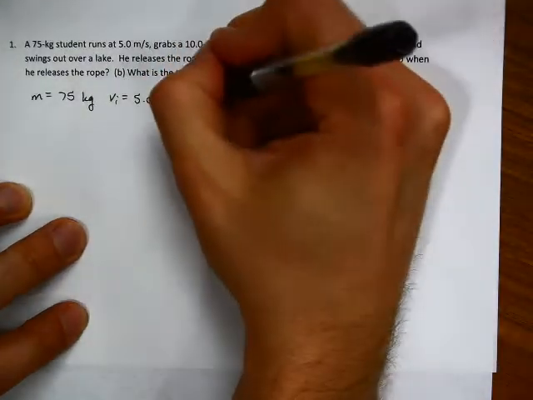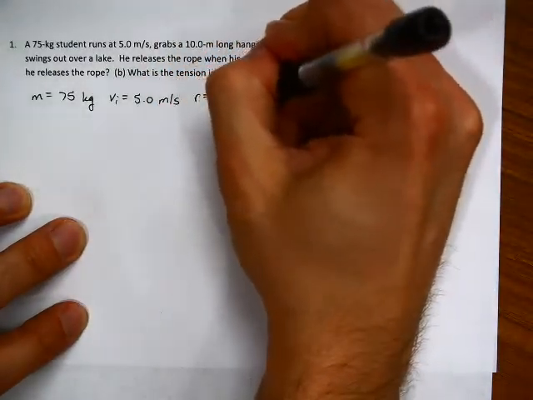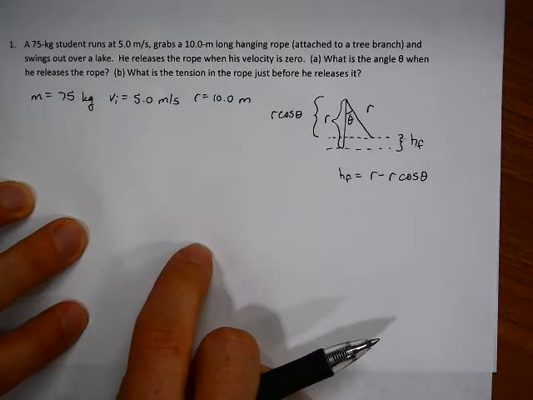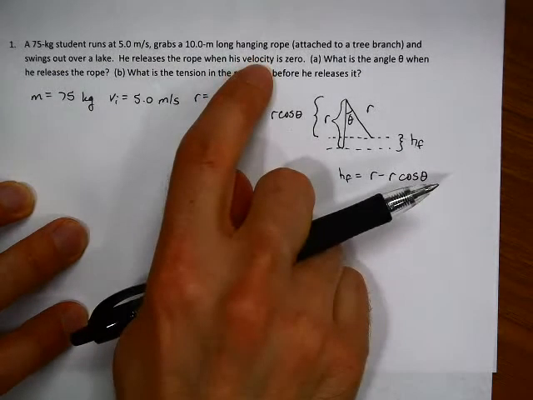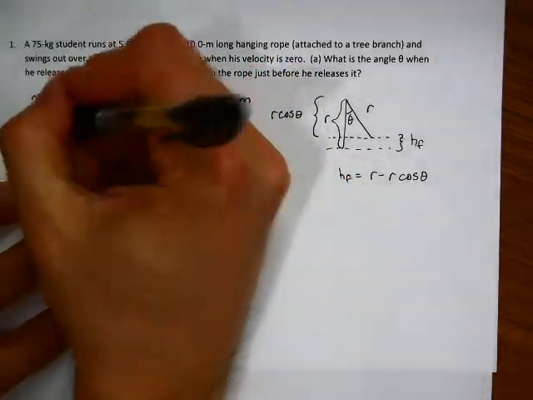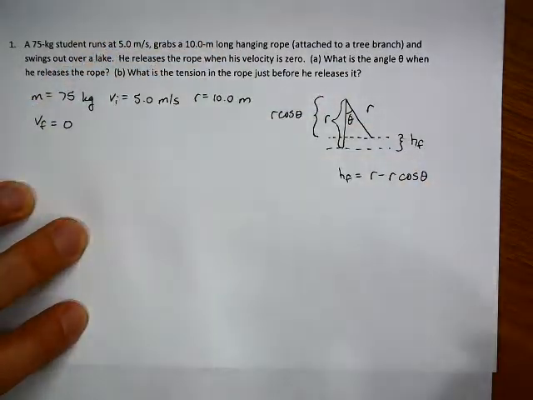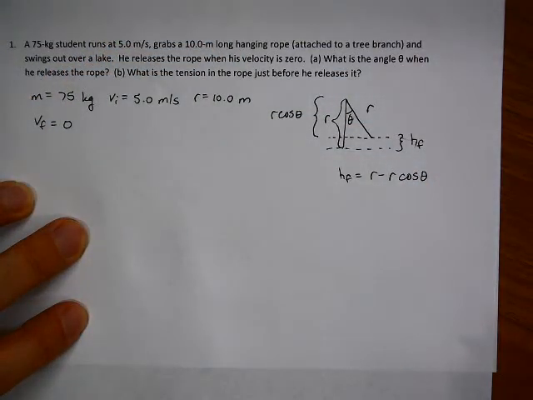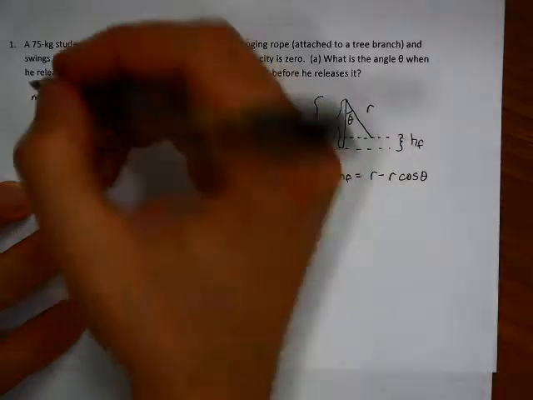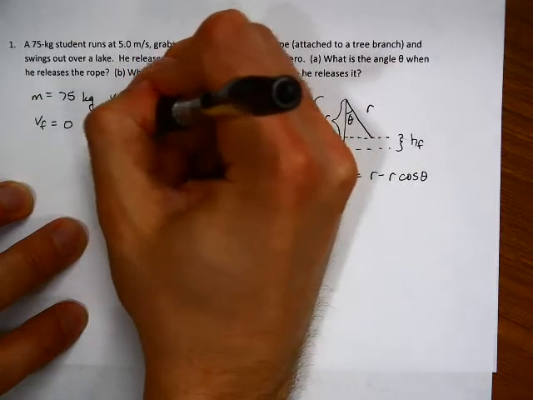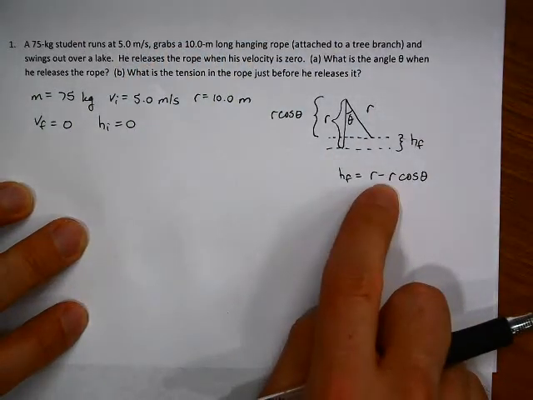We're given r. R is 10 meters. We're given the final velocity or final speed, which is 0. I mentioned this earlier. The initial height would be 0. The final height is right here, r minus r cosine theta.